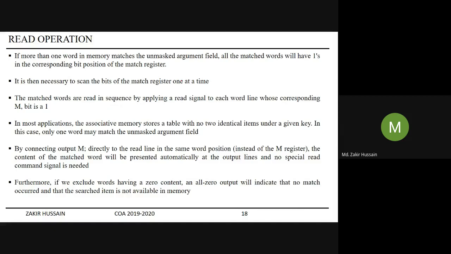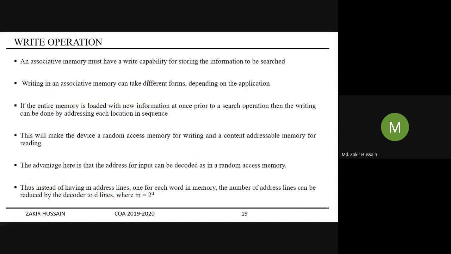So now coming to the write operation. How do you write inside the associative memory? An associative memory must have write capability for storing information to be searched. Writing in an associative memory can take different forms depending on the application. So there are several ways to write here depending on the application. This is the second point that we remember.